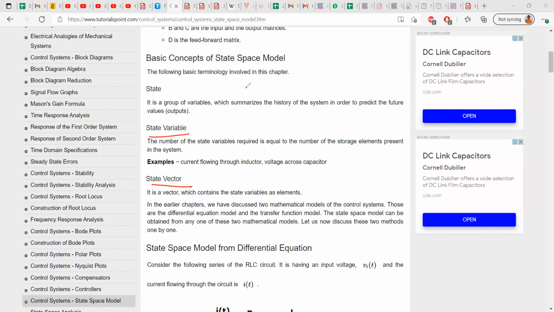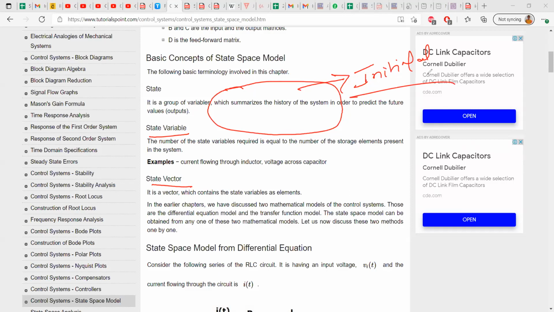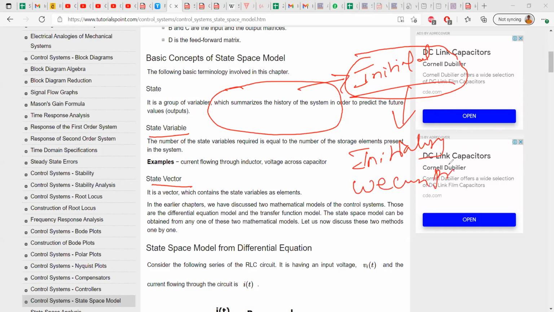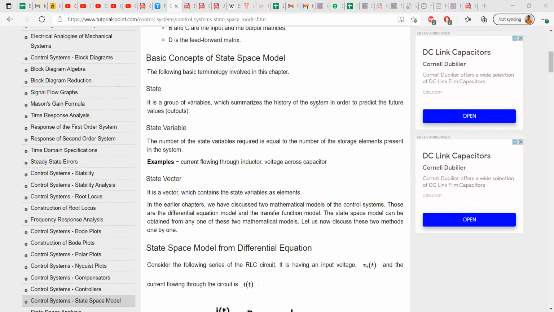Okay, so state summarizes the history of the system. It is considering initial conditions, while in the transfer function approach we are neglecting these initial conditions, but in the state space analysis we are considering initial conditions. Based on the initial state of the system, we can predict the future of the system. That's why it's called state, which summarizes the history of the system in order to predict the future output.